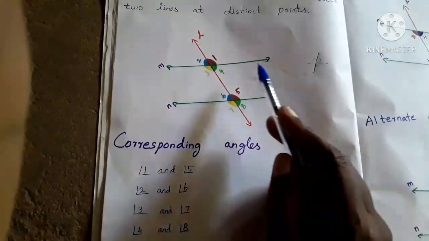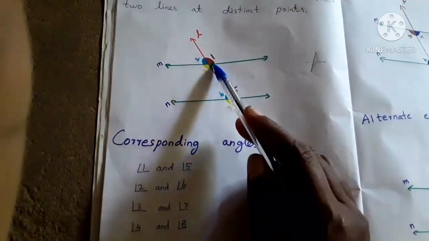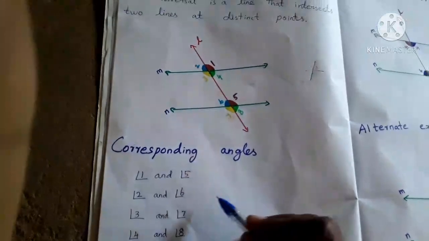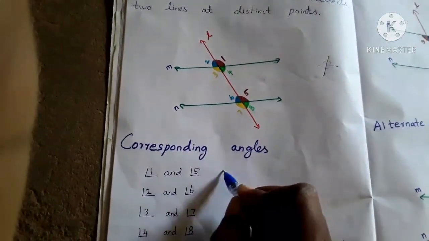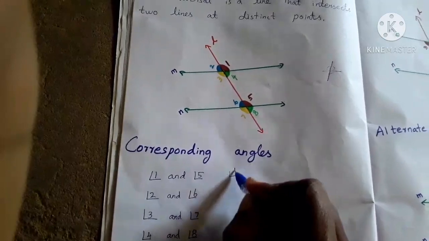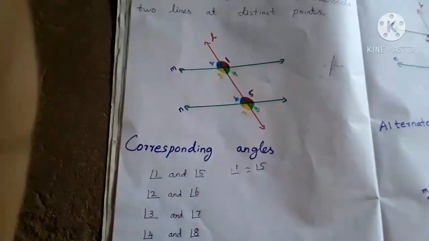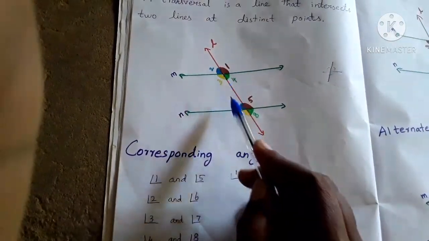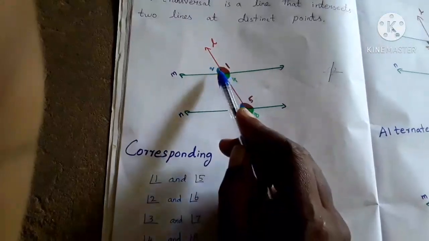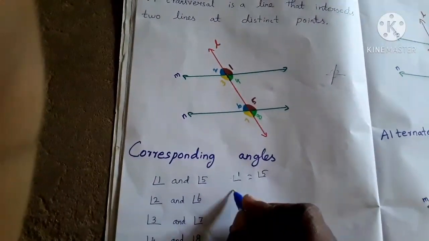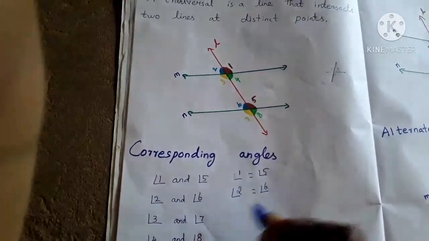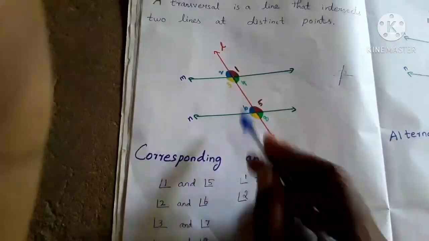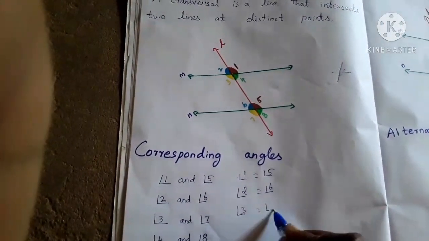Whenever a transversal intersects two parallel lines, the corresponding angles are equal. Angle 1 and angle 5 are equal. If angle 1 is 120, angle 5 is also 120. The same on the left side above the line: angle 2 and angle 6. This also is equal, and also called corresponding angles.